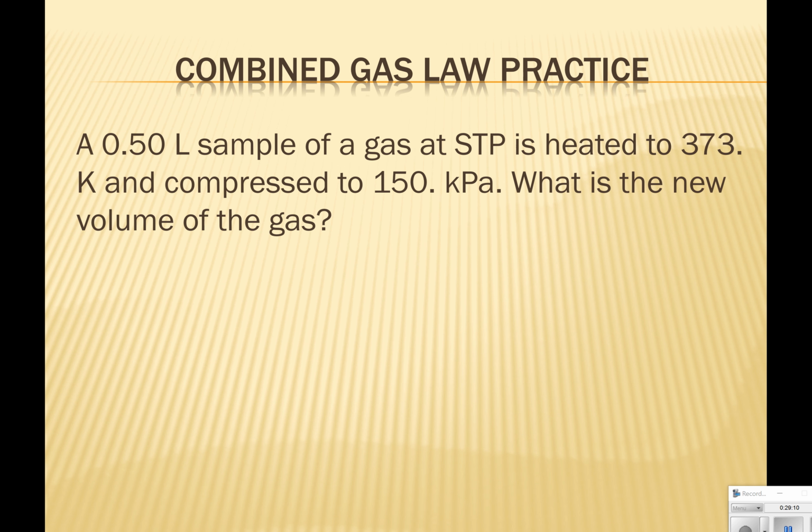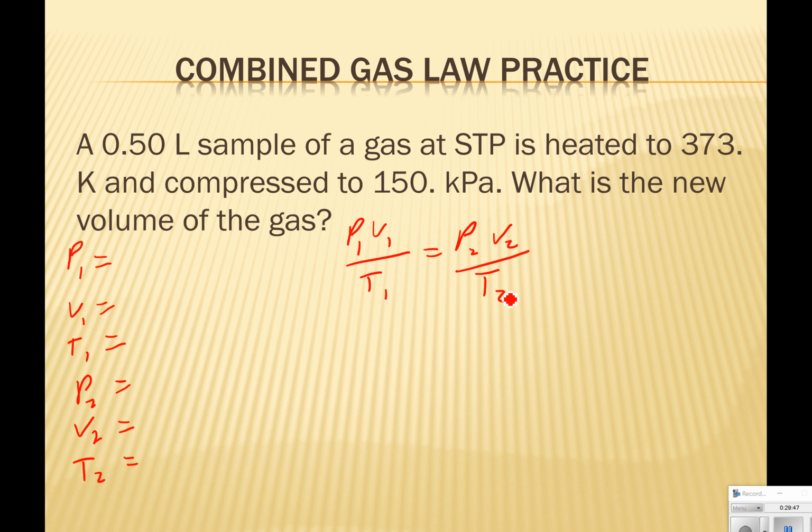We'll do one more practice problem here. Again, feel free to stop the video, attempt the problem, and check your work. So we have a half-liter sample of gas at STP that's heated to 373 Kelvin and compressed to 150 kPa. What is the new volume of the gas? Now, determining that this is a combined gas law problem, we're going to see what variables of the combined gas law we have. And that's going to be P1 V1 over T1 equals P2 V2 over T2.